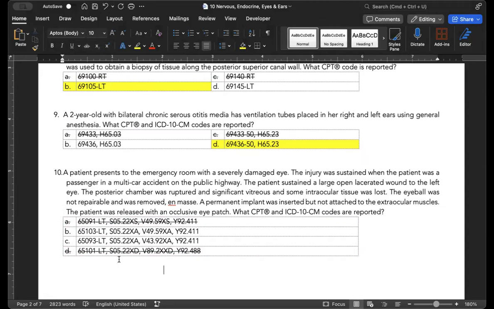So 651. So 65103, B. Okay. 65103 is an enucleation of the eye with an implant. Muscle is not attached to the implant. And 65093 is an evisceration of ocular contents with an implant. Okay.